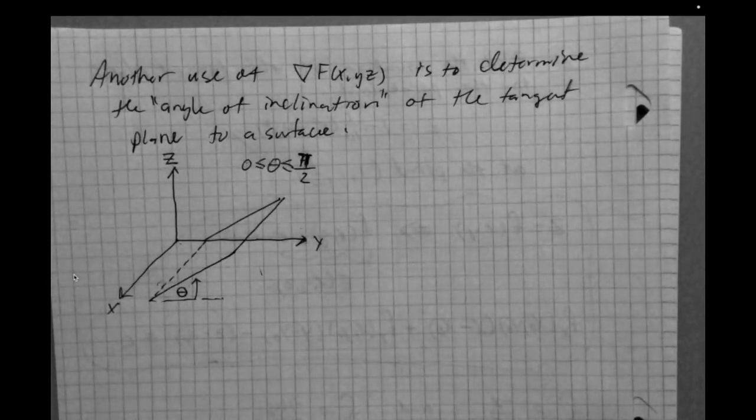Right. Once it hits 90 degrees or pi over 2, then you'd have an angle of inclination on the other side. So that theta never would exceed pi over 2. Okay. So this is what we mean by the angle of inclination. And we can use the gradient to identify this angle.